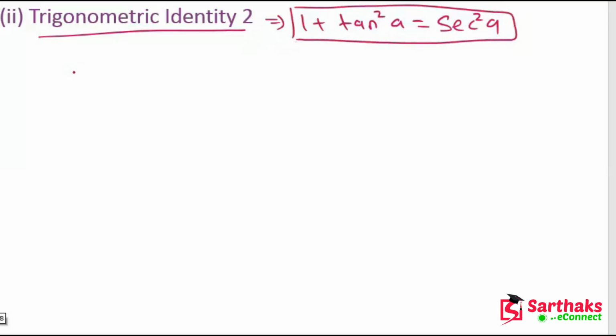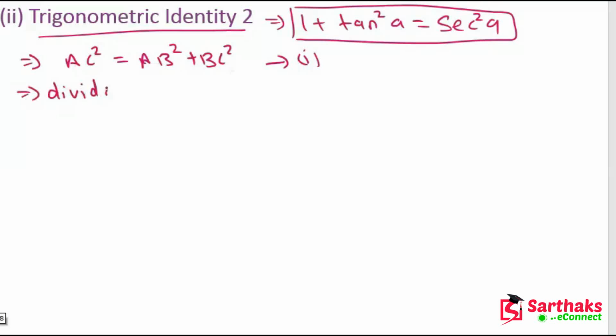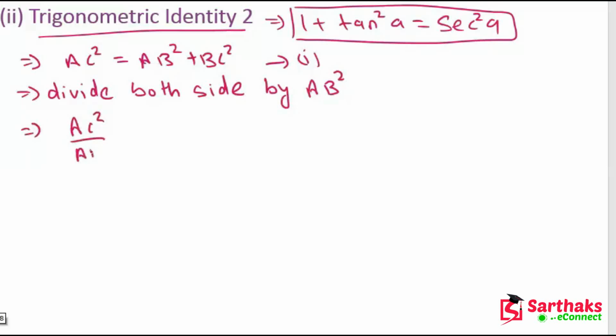Okay, so we have AC square is equal to AB square plus BC square, which is our first equation. Now in this equation we have to divide both sides, in LHS and RHS both, by AB square. So AC square upon AB square is equal to AB square upon AB square, which is 1, plus BC square upon AB square.